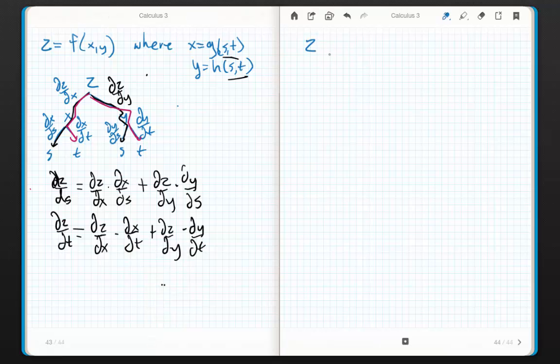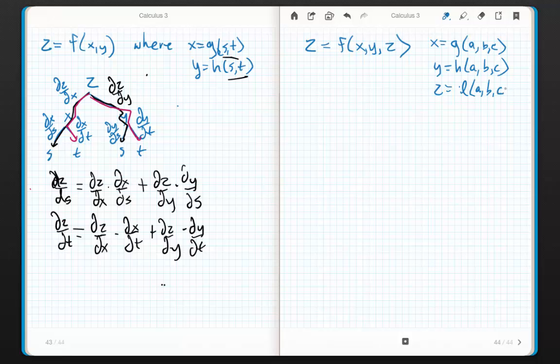Let's say that z is equal to f of x, y, and z, and x is equal to g of a, b, and c, and y is equal to h of a, b, and c, and z is equal to, what should I call this? Let's go L of a, b, and c, right? Well, we don't panic. We can generalize this thing out as far as we want, but realize this.